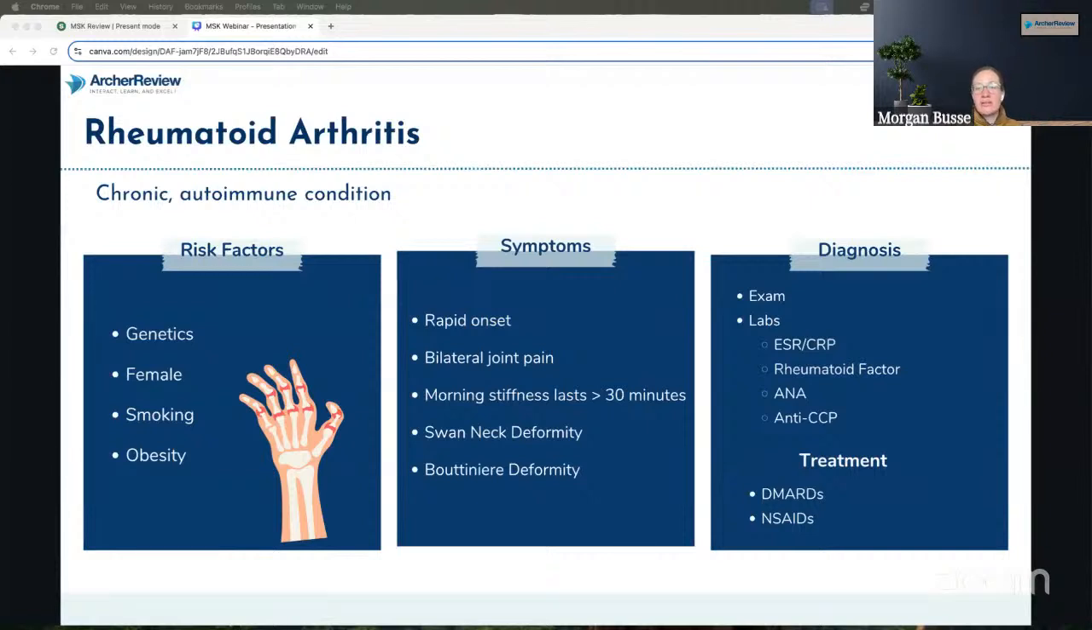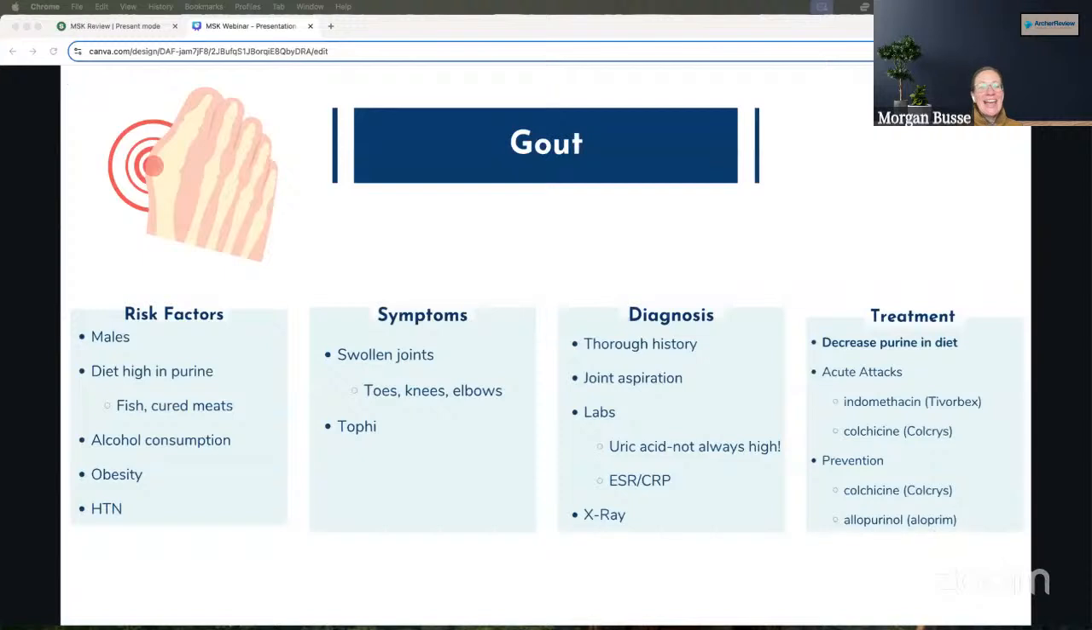So use those things, your x-rays and your labs, to kind of understand, in addition to your history taking. Okay, gout. Gout, super common. Again, you're going to see this in the primary care setting.